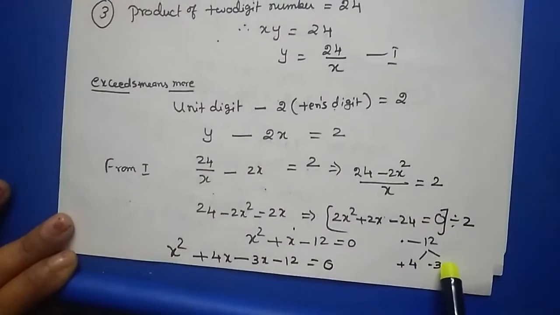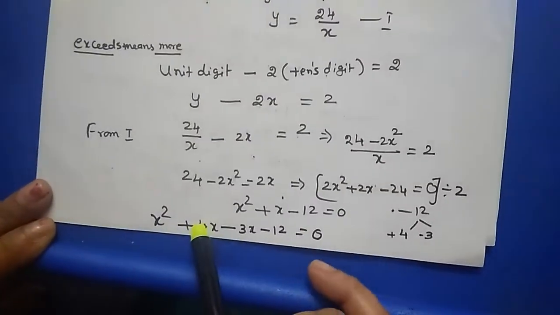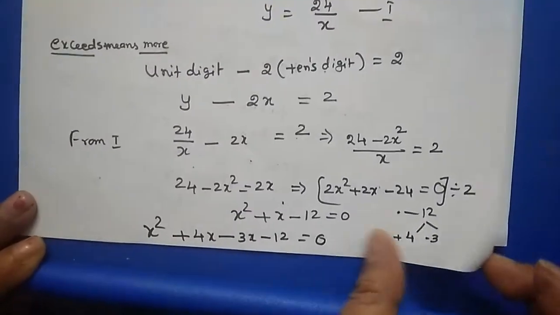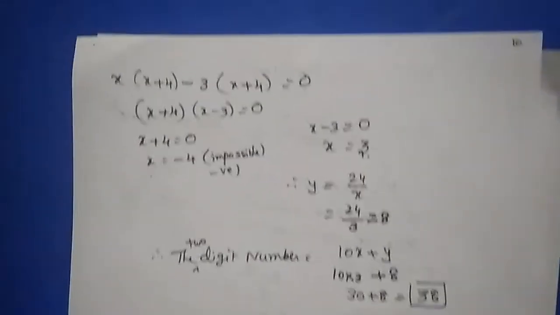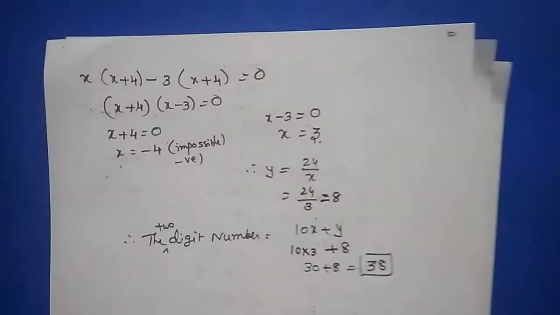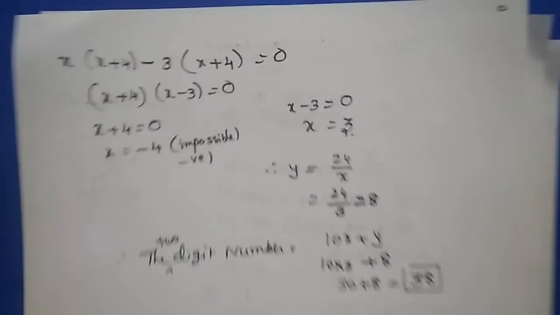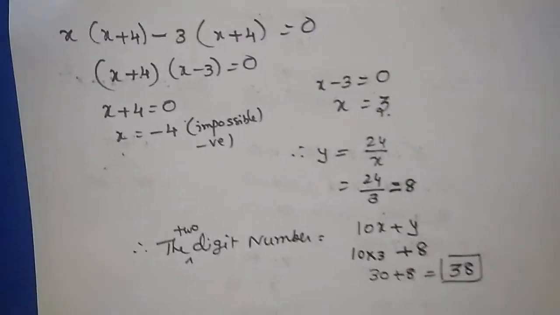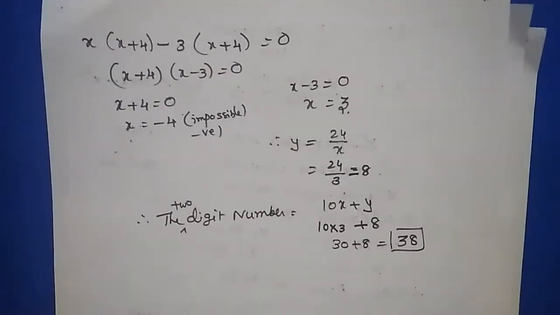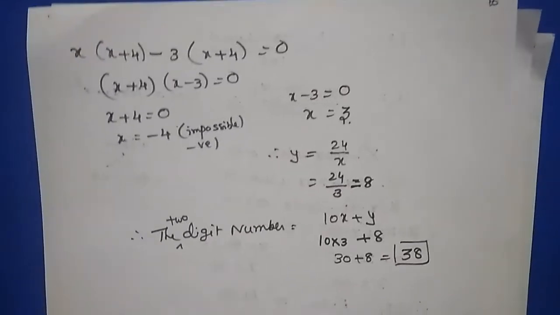Splitting, 4 threes are 12. So x squared plus 4x minus 3x minus 12 is equal to 0. So you are getting x plus 4 into x minus 3 is equal to 0. x is equal to minus 4, it is not possible. So you are taking the positive number. x is equal to 3. y is equal to 24 by x, substitute. y is equal to 8.